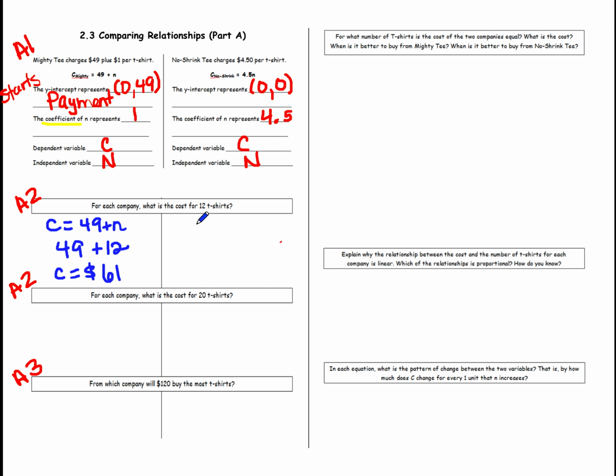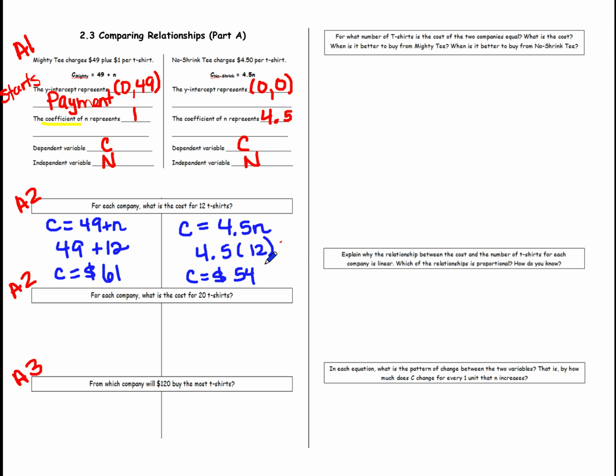All right, let's do No Shrink. So we have C equals 4.5 times N. Again, my N is 12 this time. So I'm going to say 4.5 times 12. Give you a second to check that on your calculator. All right, 4.5 times 12 gives you 54.